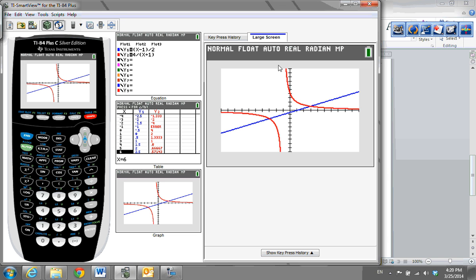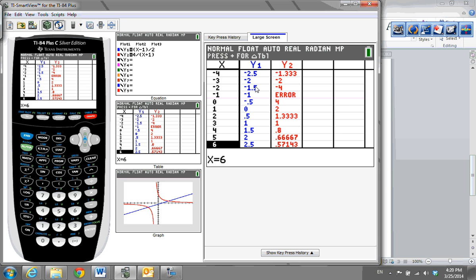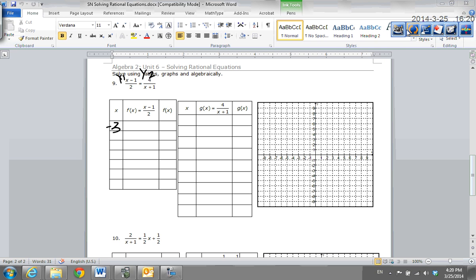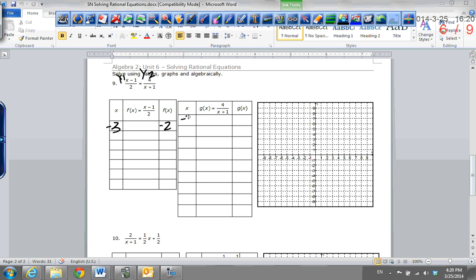So then I go to my graph and I see, obviously, they intersected there and there. I can't really tell exactly where they intersect, so I'm going to go to my table. So then I look, remember one of them was negative, right? Negative 3, comma negative 2, so that's one of my answers. Negative 3 and negative 2.